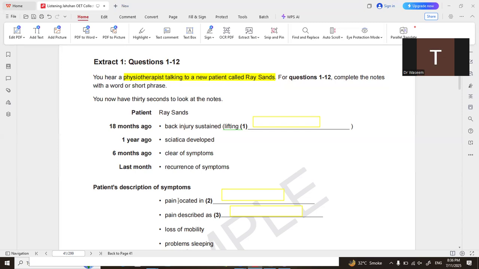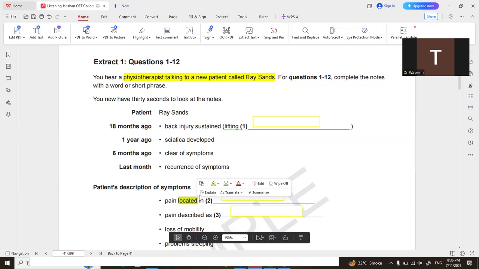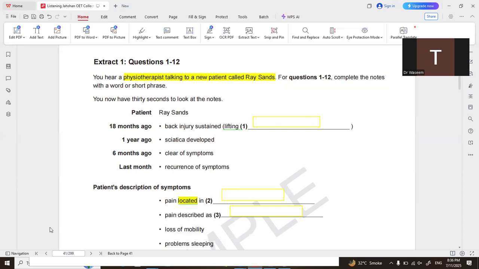Now, here they are asking pain located in. Now you have to think that if they are talking about location, you also have to use common sense, that they are talking about the back. Over there is a back injury. Now, if you are a doctor and you have to use common sense, so pain located in, it could be in the back, it could be in hips, it could be in legs, it could be in thighs.